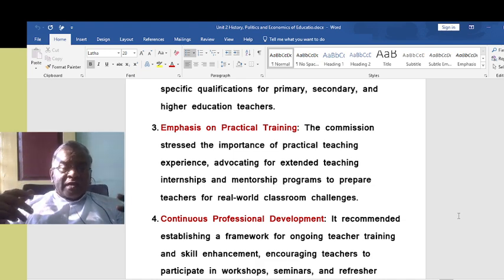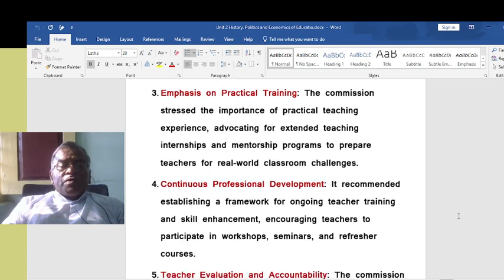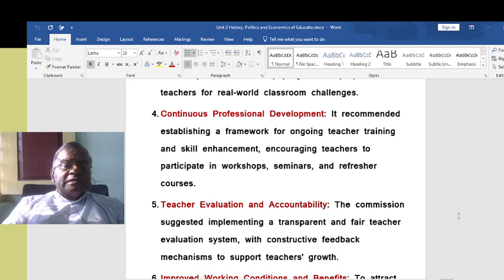The trainees had to go to different schools and then learn something directly from the students and teachers there. So emphasis on practical training. Then continuous professional development. It recommended establishing a framework for ongoing teacher training and skill enhancement, encouraging teachers to participate in workshops, seminars, and refresher courses.